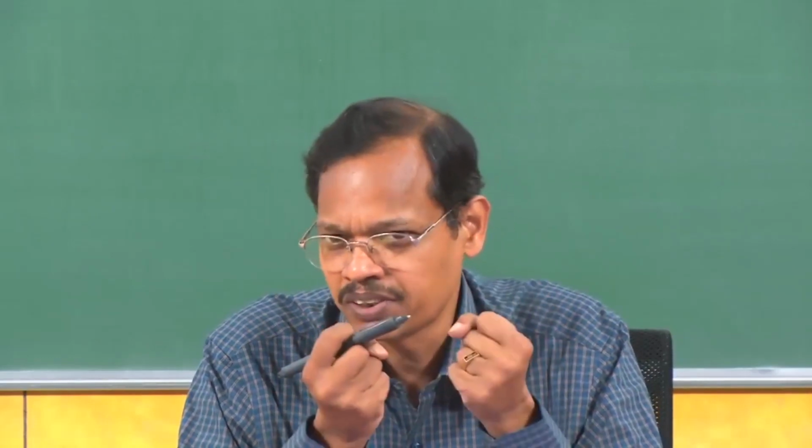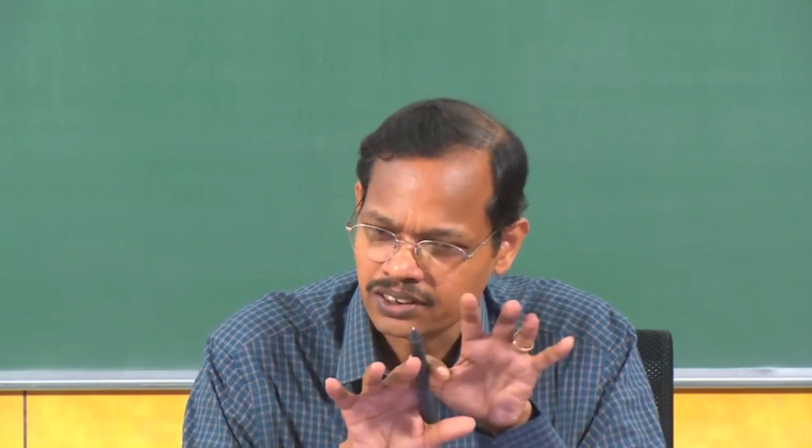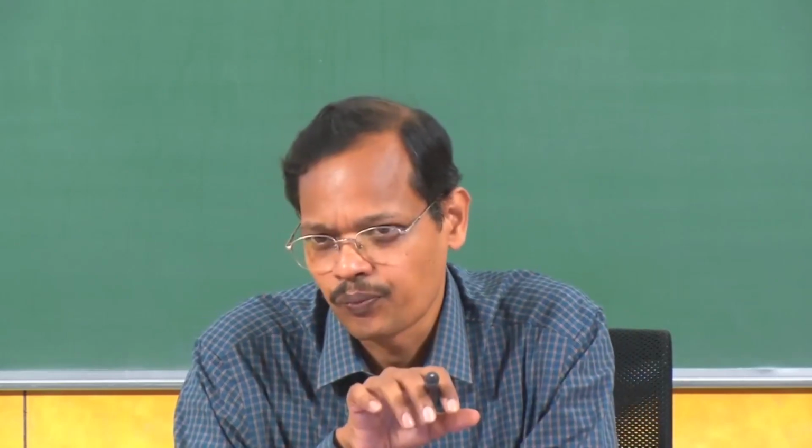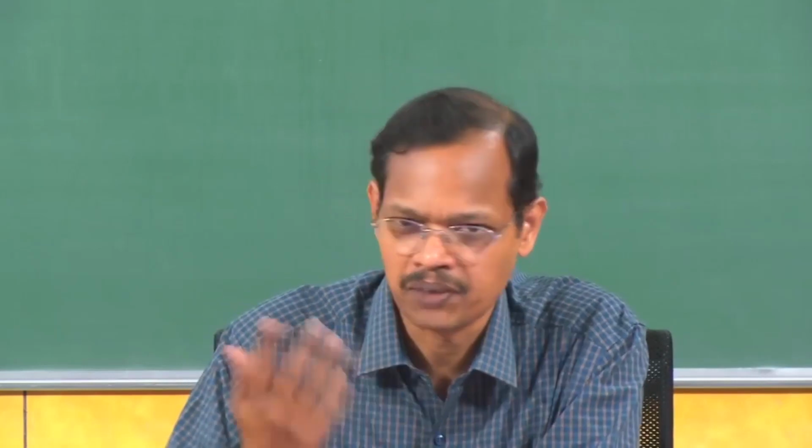How to extract the information from known structures? These structures are deposited in the Protein Data Bank, so how do we obtain them? For example, if you are interested in protein-protein complexes, specifically heterodimers. What are heterodimers? The two chains are different, the molecules are different, either a dimer or trimer and so on.